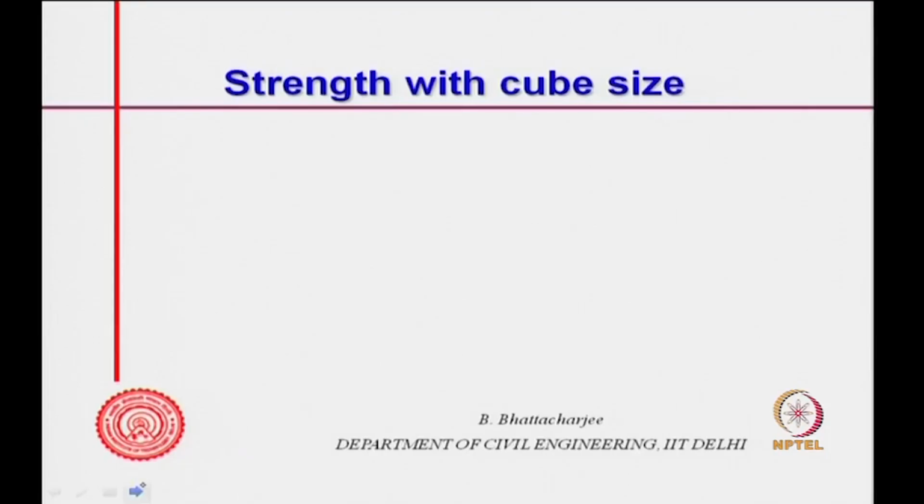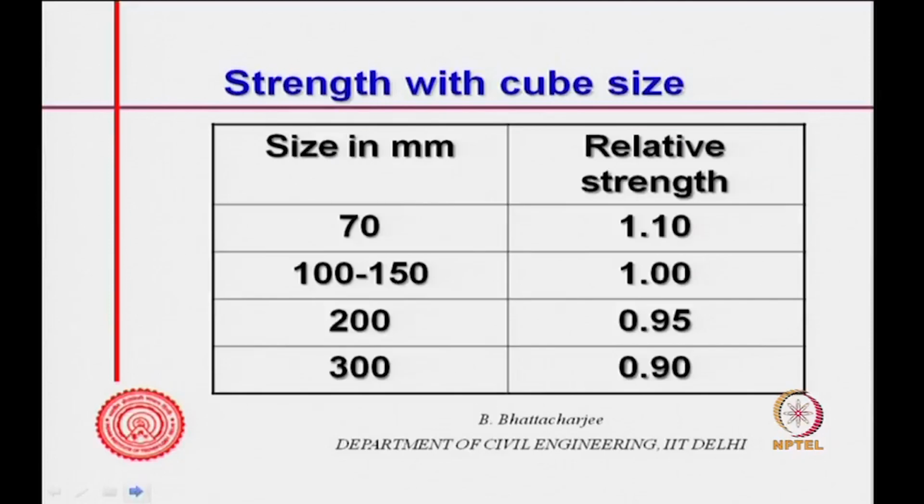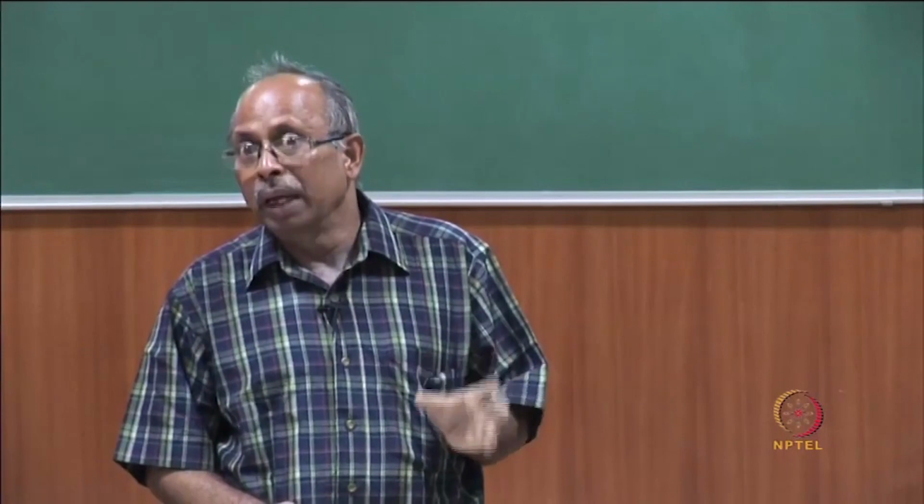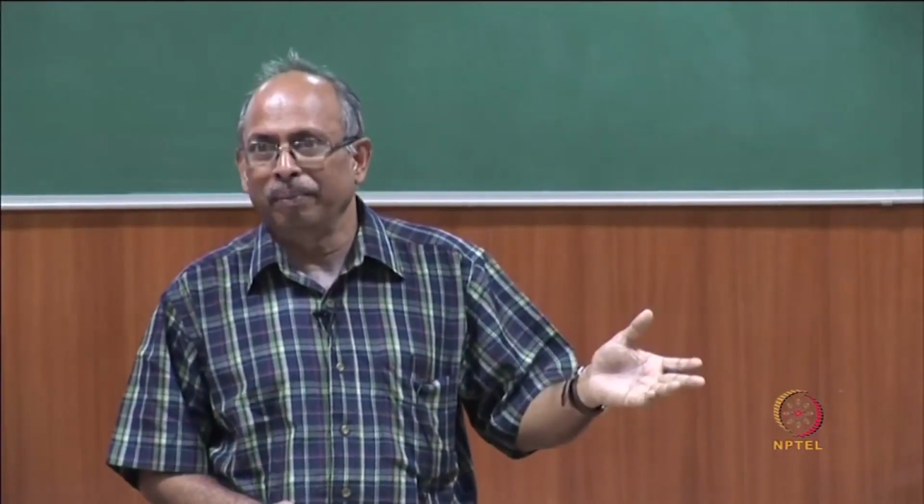That is why size is standardized. For cubes, of course, some results are available. Say the side length is 70 mm, then relative strength is 1.0; for 100 to 150 mm, people have seen that it is 1; for 200 maybe 0.95; for 300, 0.90. So, you can see the size of the cube is important. If you are using a 150 mm cube size, which is the standard we use, that cannot be compared with any other size.